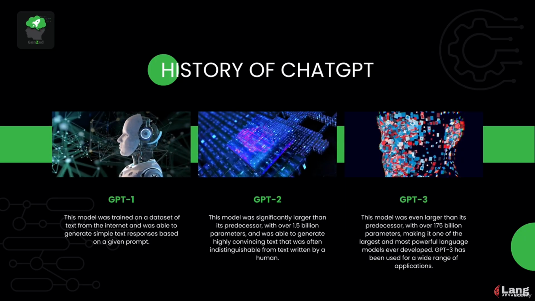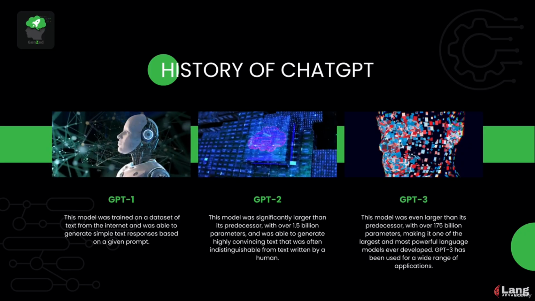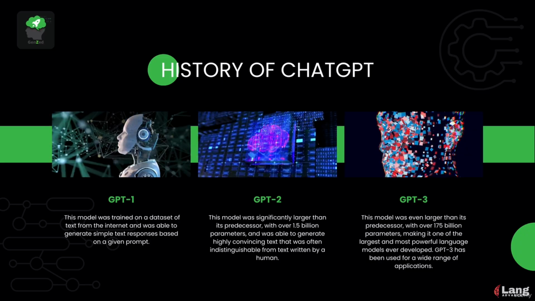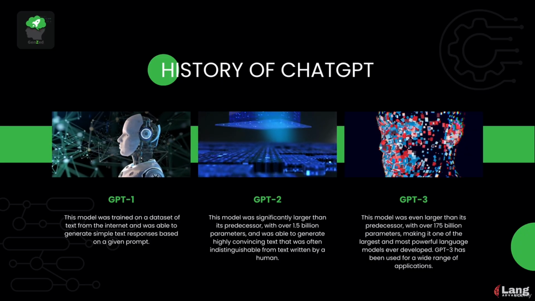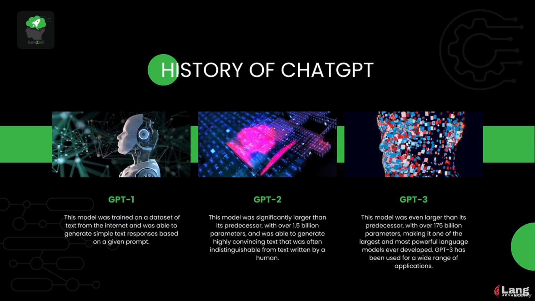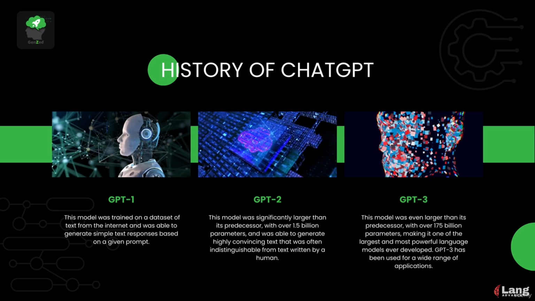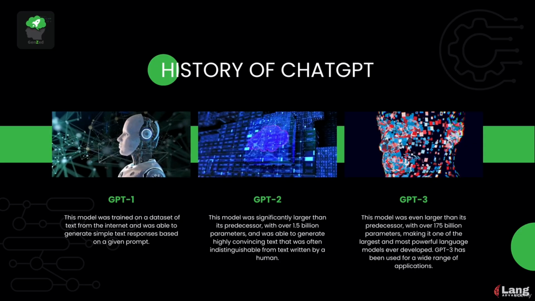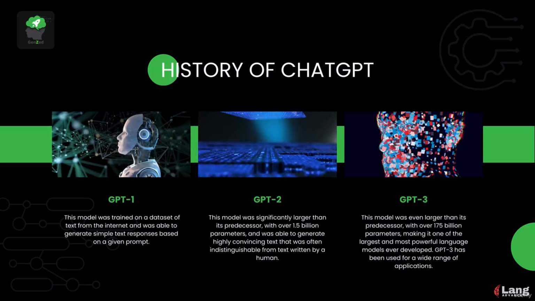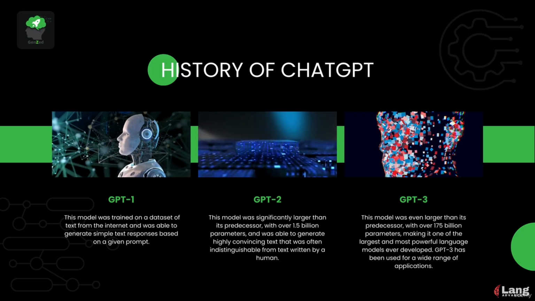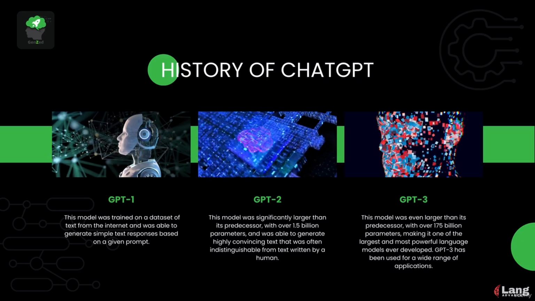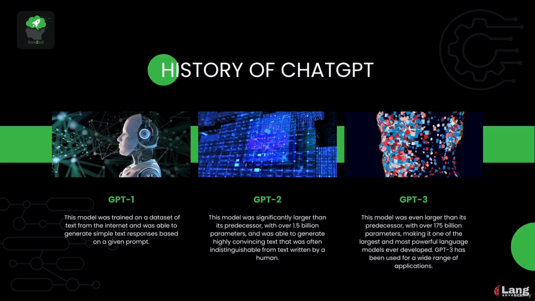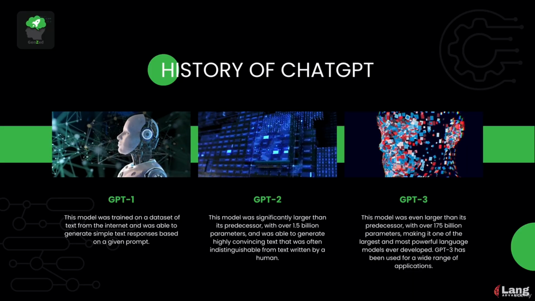Now, the initial version of ChatGPT was known as ChatGPT 1, and this was developed in 2018. This model was trained on a data set of text from the internet and was able to generate simple text responses based on a given prompt, but it wasn't anything too impressive. By 2019, OpenAI released an updated version of the model known as GPT-2, and this model was significantly larger than its predecessor, with over 1.5 billion parameters of data. And based on that, it was able to generate highly convincing text that was often indistinguishable from text written by a human.